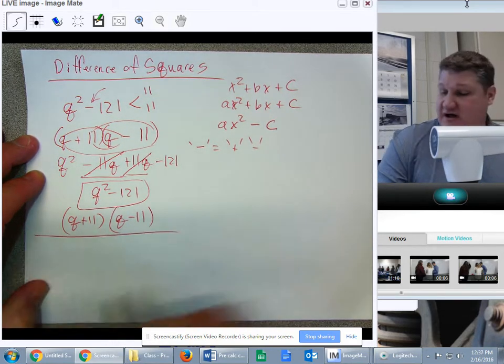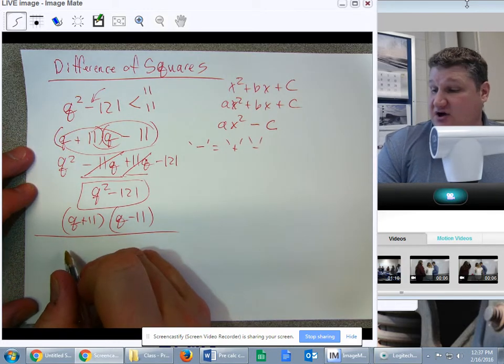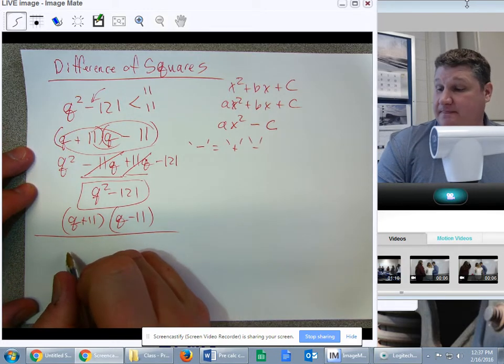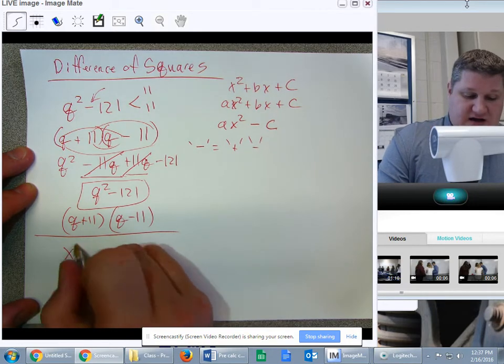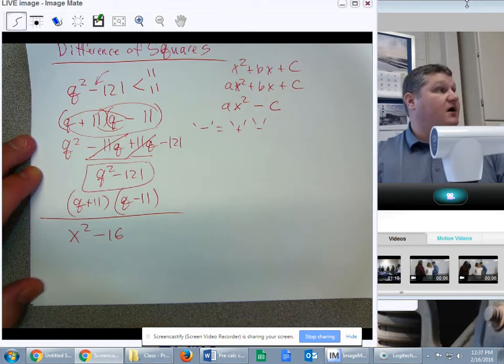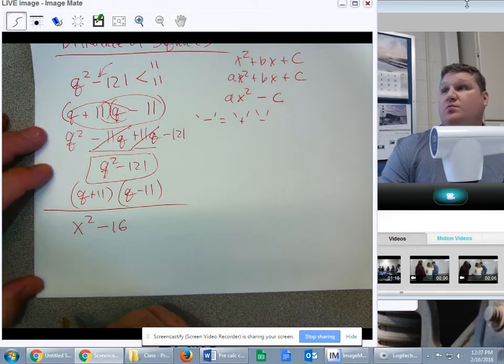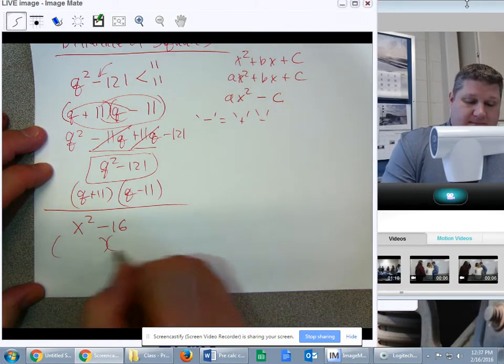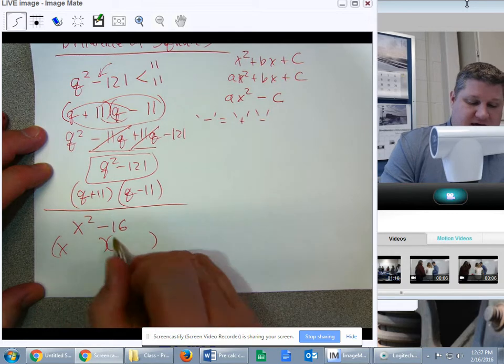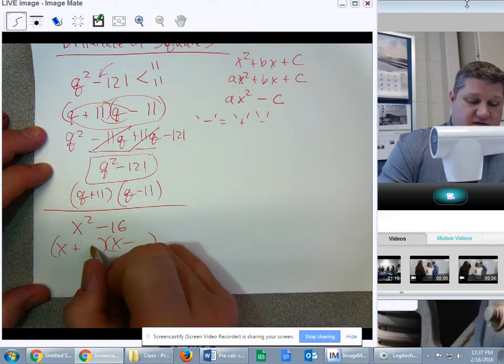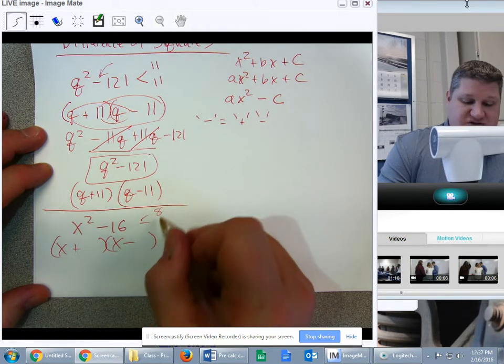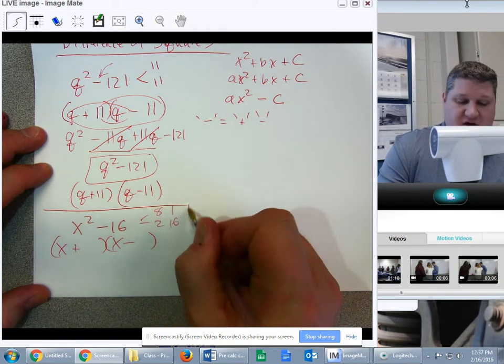All right, let's do another one: x squared minus 16. Let's go. Parentheses, x, x, a positive and a negative. 16 can be broken up into 8 and 2, 1 and 16, or 4 and 4.